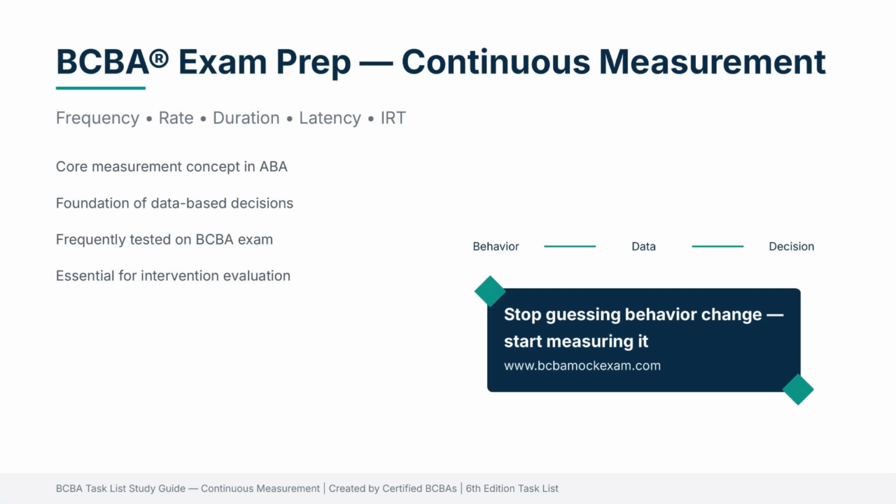Today we're going to review one of the most fundamental topics in applied behavior analysis, continuous measurement. In ABA, we rely on objective data to evaluate behavior change. Continuous measurement refers to methods that record every instance of a behavior during an observation period. The main continuous measurement dimensions we'll cover today include frequency, rate, duration, latency, and interresponse time, or IRT.